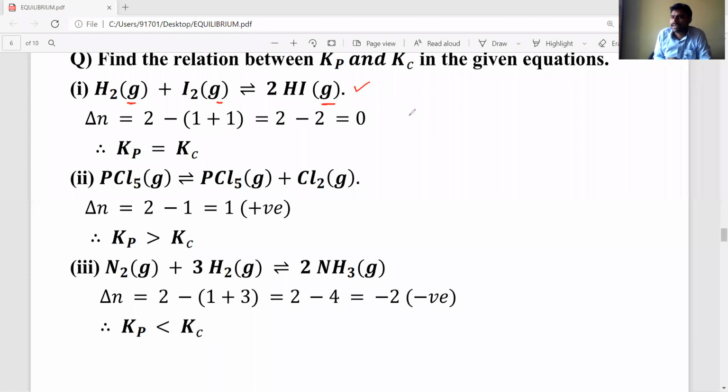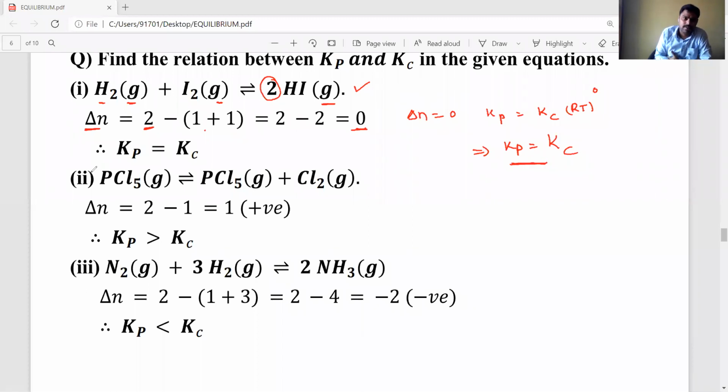To derive the relation between Kp and Kc, first you have to find delta n. For this case, how much is delta n, dear students? Number of moles of products is 2, minus the gaseous moles of reactants, 1 plus 1 means 2. 2 minus 2 is equal to 0, so delta n is equal to 0. Then Kp is equal to Kc RT whole to the power of 0, which means Kp is equal to Kc. When delta n is equal to 0, Kp is equal to Kc.